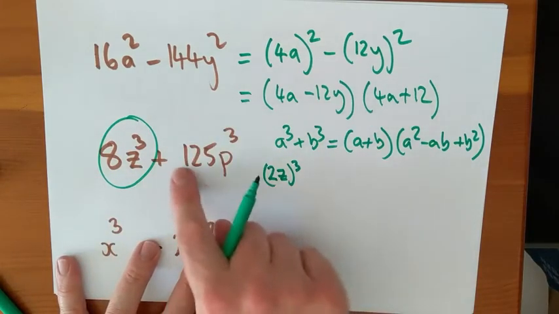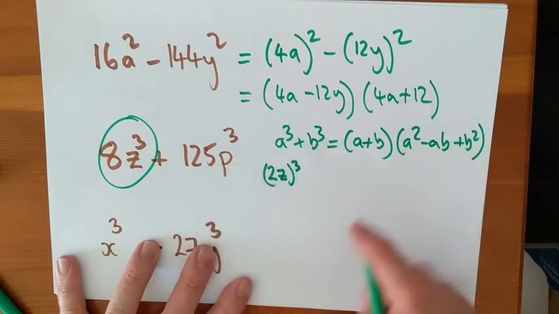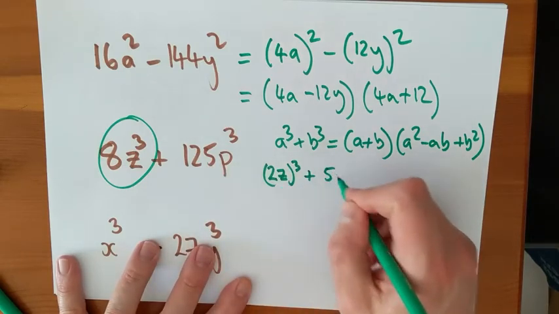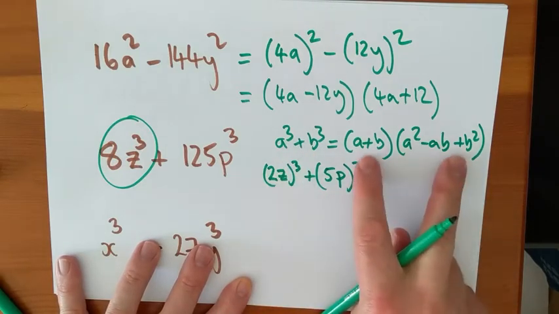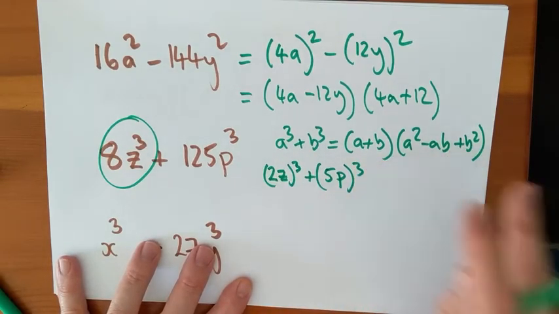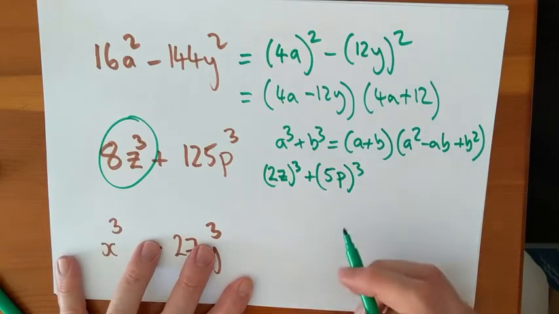Here I've got a cubic as well. I've got 5 cubed is 125. So I can think of this as being 5p all cubed. And now it looks like this. I can then break it down into these two brackets. This is going to be useful not just for solving equations, but for doing long division later on.